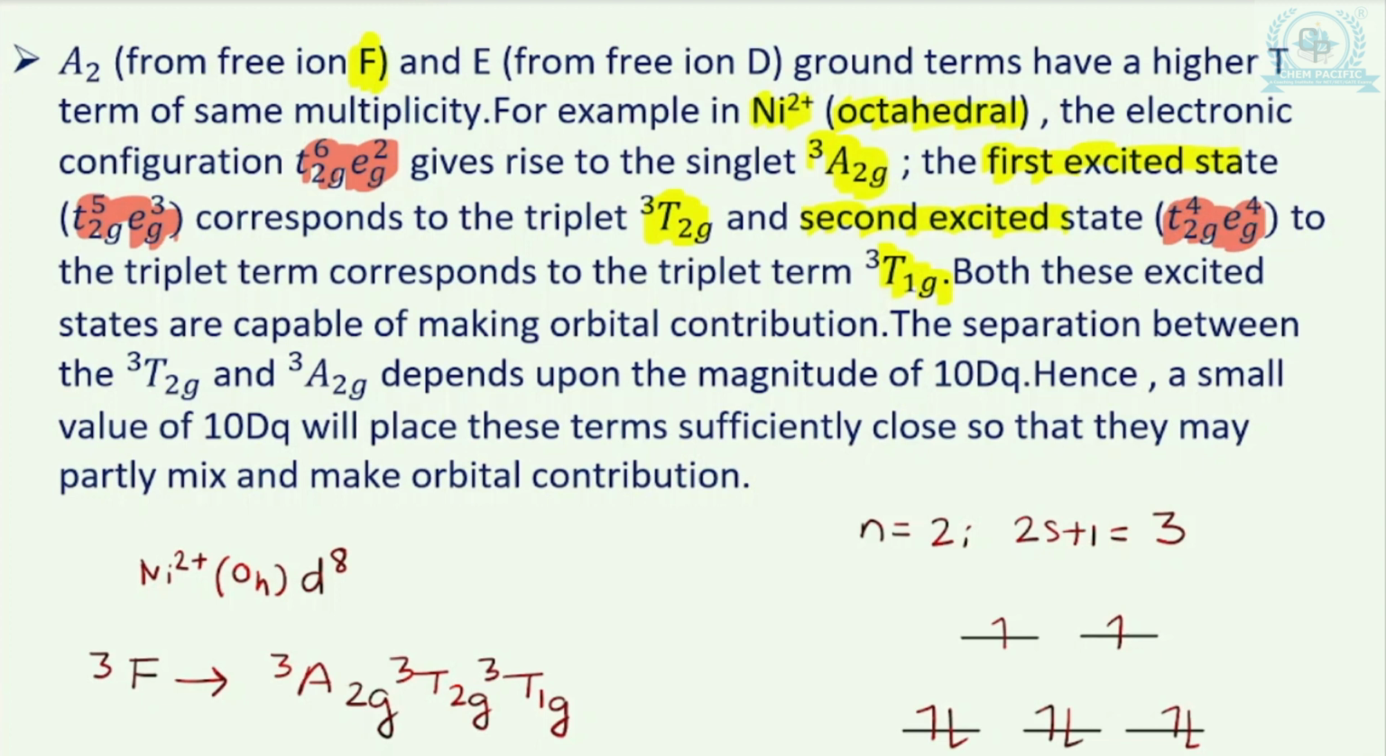Now what happens, these excited states are actually very important. Both these excited states are capable of making orbital contribution, and the separation between the excited state and the ground state must be very small. So you see the separation given here between this first excited state and the ground state is very small. As a result these terms come close to each other, they partly mix and they make orbital contribution.